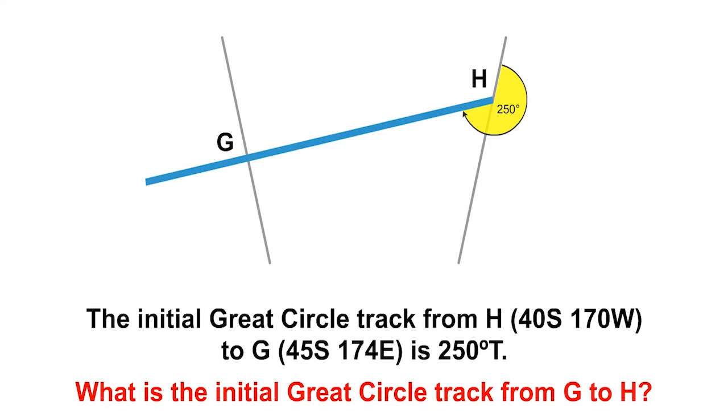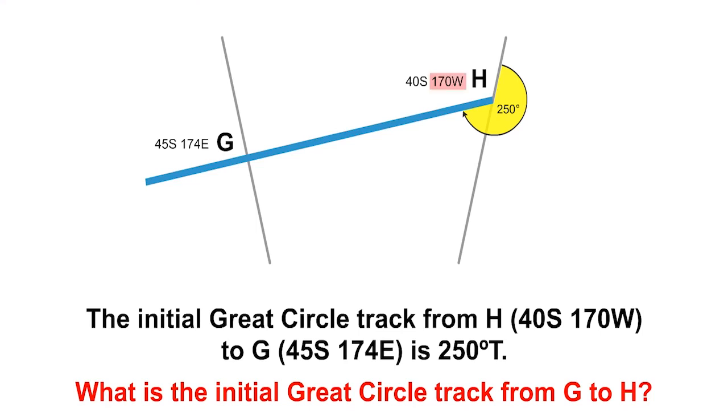Now put in the latitudes and longitudes and check it out for sense. H is at 40 south. G is at 45 south. Does this look right on the diagram? Yes, it does. The diagram shows G to the south of H.